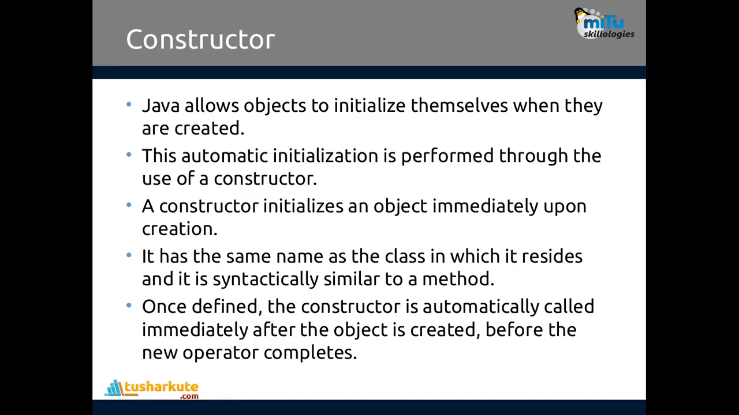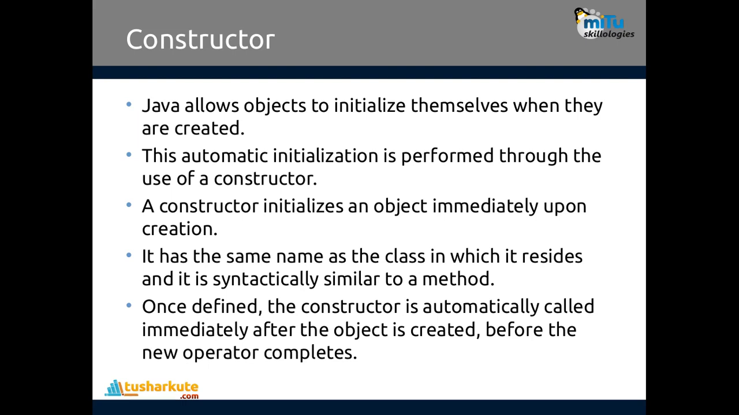Now there is a property that a class contains. It's called a constructor. What are constructors? Java allows objects to initialize themselves when they are created. So when you create the object, at that time itself the first values of variables can be given.